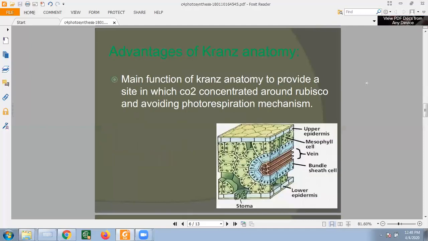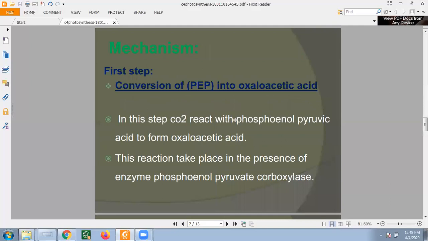So we have just seen the advantages of KRANZ anatomy. Its main function is to provide a site in which CO2 is concentrated around Rubisco, avoiding the photorespiration mechanism, which is also an important phenomenon that takes place due to the presence of this KRANZ anatomical structure. So these four important steps take place in the C4 cycle. Let us discuss them one by one.